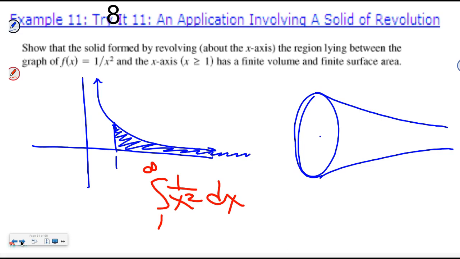We're revolving it. We're adding up a bunch of disks. They're cylinders. What should be in front of here? Pi. What should be happening with this? Awesome. Those are the two most missed things with one like this.